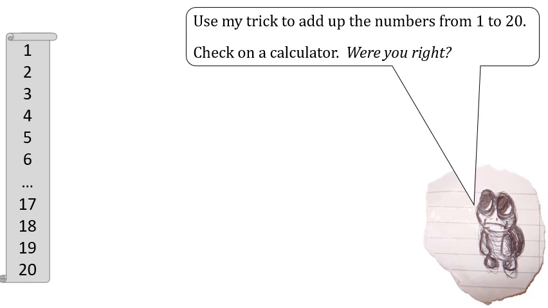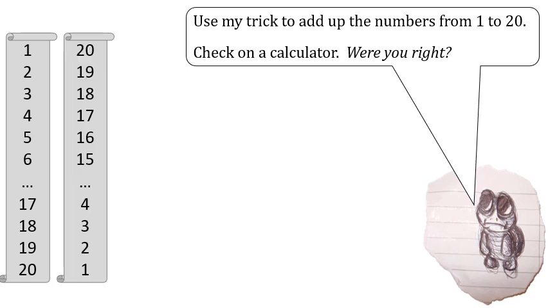I'd like you to have a go at the same sort of trick now. Try it with the numbers 1 to 20. You might even want to try it with the numbers 1 to 40 like you had at the beginning and see how efficient this trick works out to be. Pause the video, give it a go, and then check back.